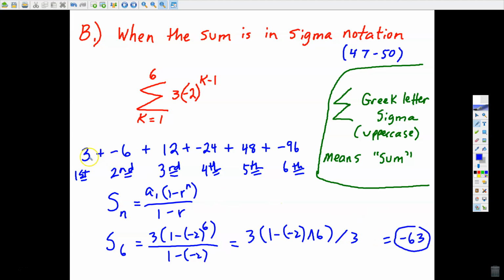So let's just check ourselves. Let's see what we get if we just, the old-fashioned way, list out all the terms and add them up. 3 plus negative 6 is negative 3. Negative 3 plus 12 is 9. 9 plus negative 24 is negative 15. Negative 15 plus 48 is 33. And then 33 plus negative 96 is negative 63. So especially when you're dealing with a lot of terms in a sequence, this formula comes in handy for you.